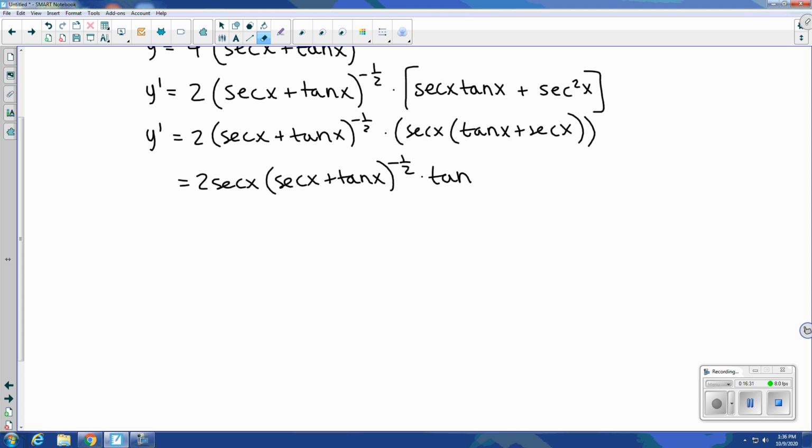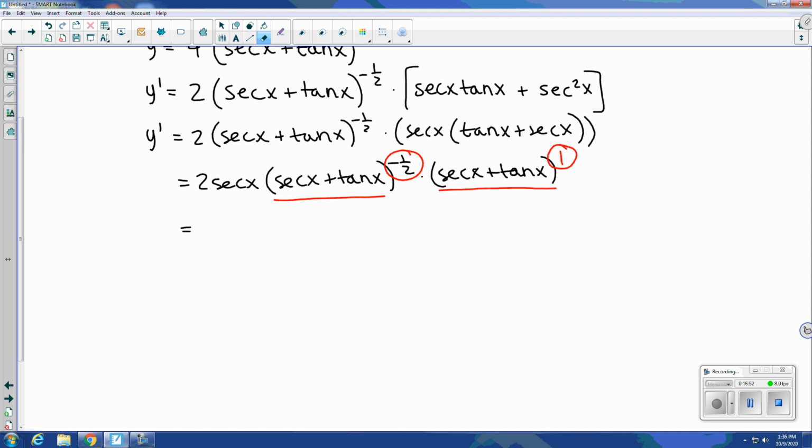And tan x plus secant x is the same thing as secant x plus tan x. So I can just rearrange the order so that becomes more visible, where I have two things with the same base being multiplied together. So I can put them into one by adding their exponents. So it becomes a positive 1/2.